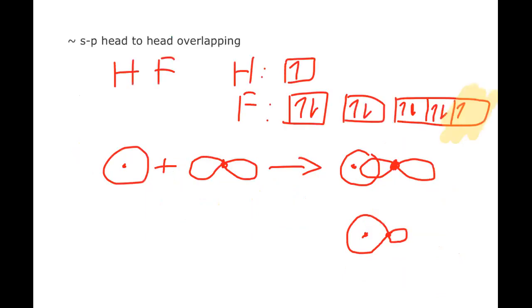Then SP head-to-head overlapping, we took the example of hydrogen fluoride. Hydrogen has one s orbital, which has one electron, and fluorine has one pz orbital, which is incomplete. So the pz orbital and the s orbital of hydrogen will combine to form sp head-to-head. And this is the molecular orbital shape for the sp head-to-head.